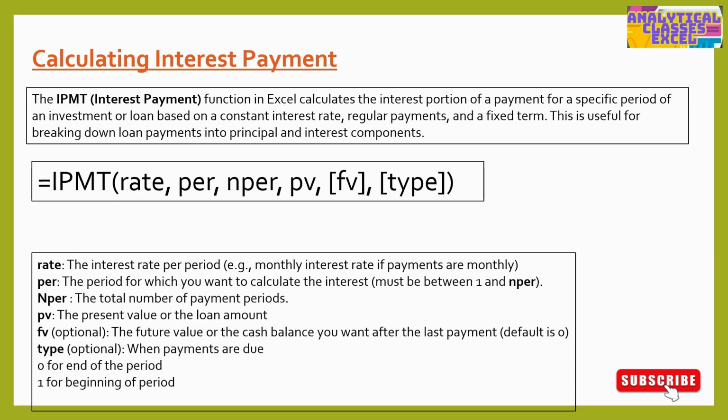So per is the period for which you want to calculate the interest, and nper is the total number of periods. PV is the present value, or the loan value. You have to put either PV or FV. If you have taken a loan, then that will be the present value, and FV is the future value which you want at the end of the last payment. Type is 0 for the end and 1 for the beginning.